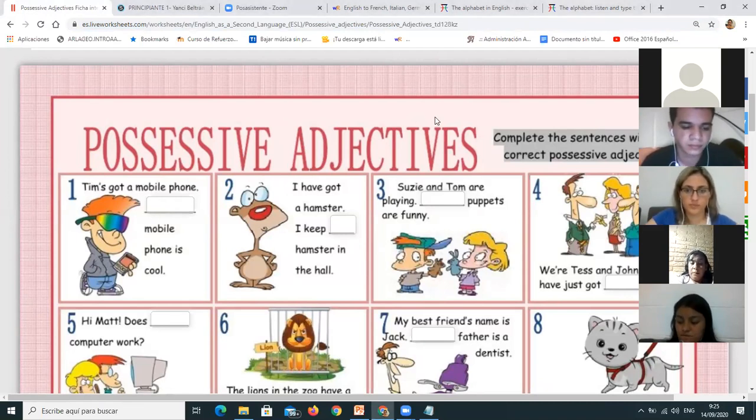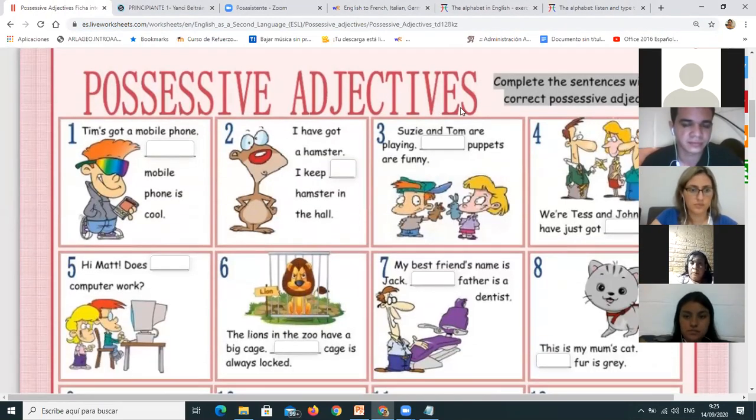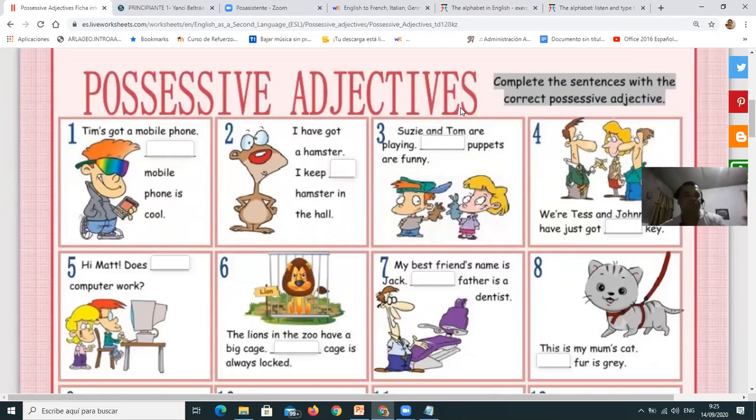Once you open the link, you will be directed to this website. It says possessive adjectives. Complete the sentences with the correct possessive adjective. Look at number one. Tim's got a mobile phone. His mobile phone is cool. So we are talking about Tim. What is the possessive adjective if I'm talking about a boy? I, you, my, his, her. What is it? His. Exactly. His, because I'm talking about Tim. It's a boy, so I use his.